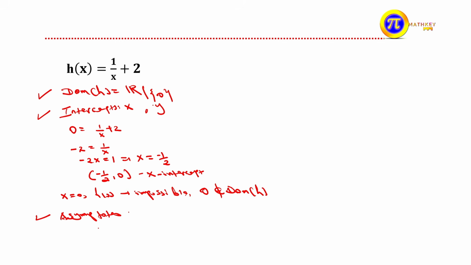When it comes to asymptotes, you have horizontal asymptote, vertical asymptote, and hole if it exists. When it comes to the horizontal asymptote, since h of x equals 1 over x plus 2, this shows that y equals 2 is its horizontal asymptote. Its vertical asymptote is at the zeros of the denominator, x equals 0. Check my answer: simplifying, it becomes 2x plus 1 over what?